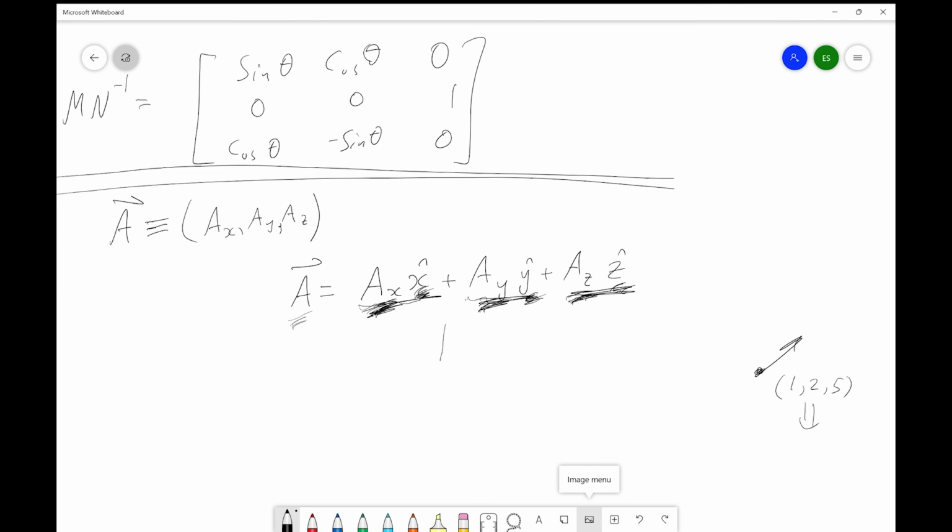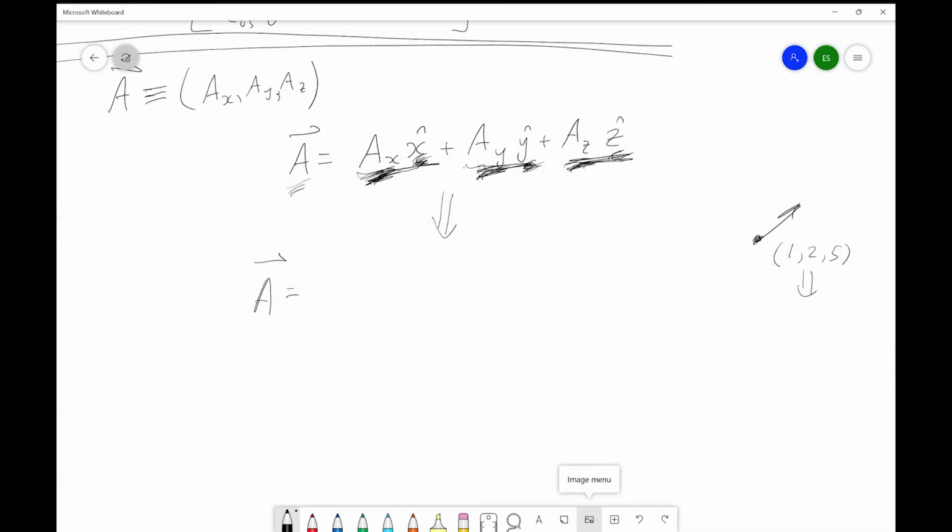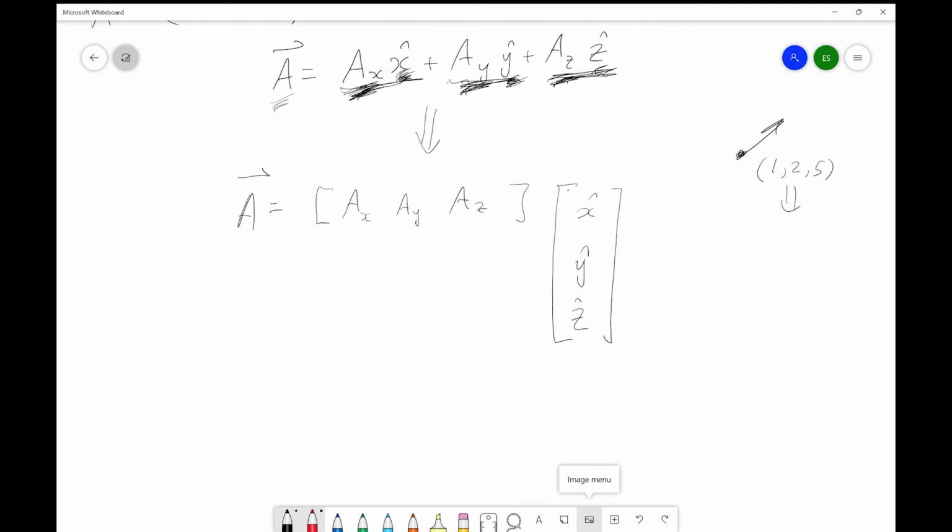We can rewrite this in a clever way. We can rewrite A as a row. I'm talking about the linear algebra vectors now, not the directed segment in space vector that we're interested in. To avoid confusion, I won't say a row vector, I'll just say a row. I can write it as a row times a column: AX, AY, AZ times x hat, y hat, z hat. So to achieve the transformation, I need to transform this, and I need to transform this, right?